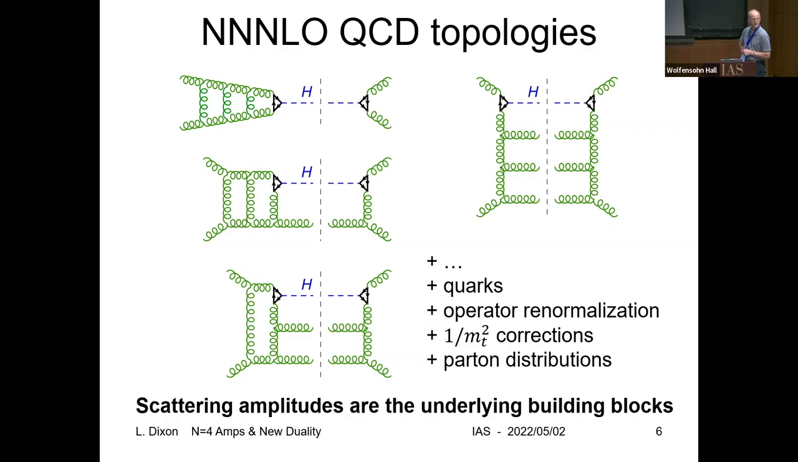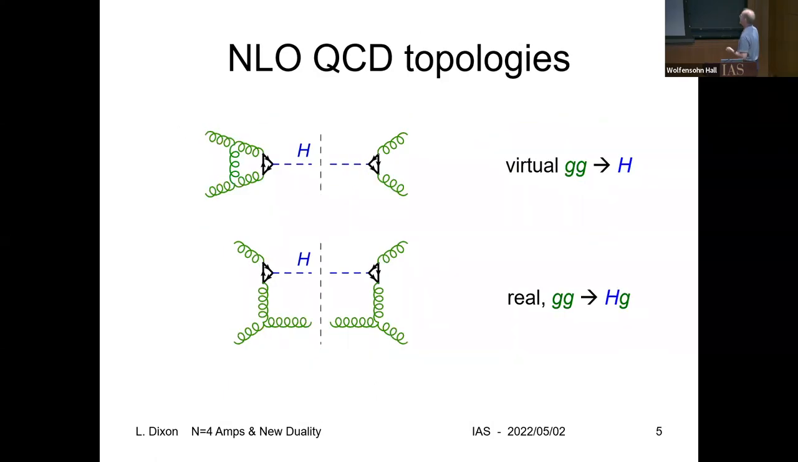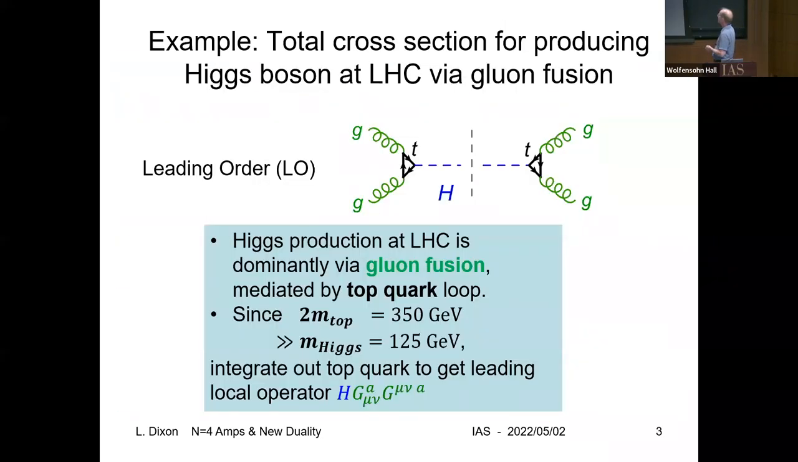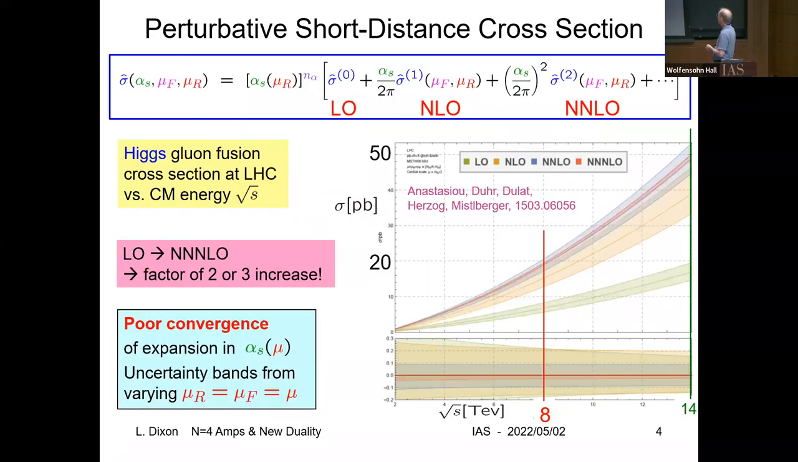Oh, I'm sorry. So in all these pictures, you're just treating the gluon Higgs as a contact operator here. Yeah, this contribution here, I believe, was all computed with just the contact level.